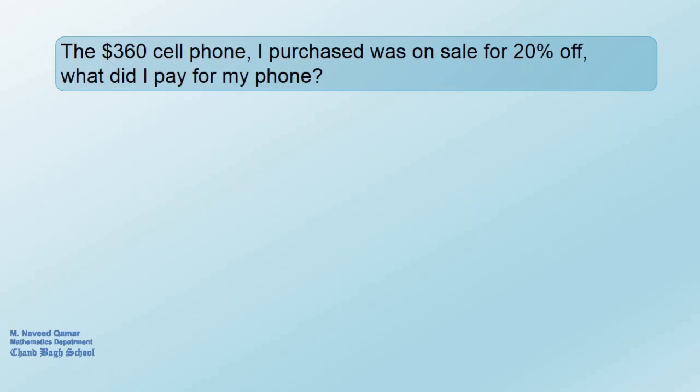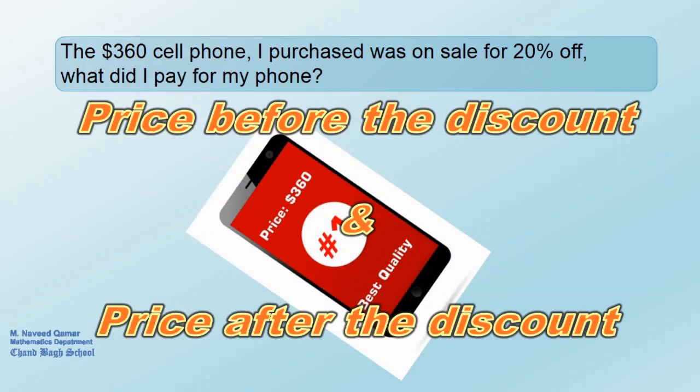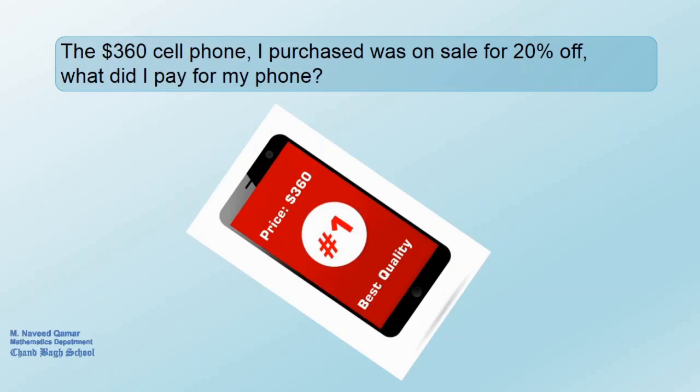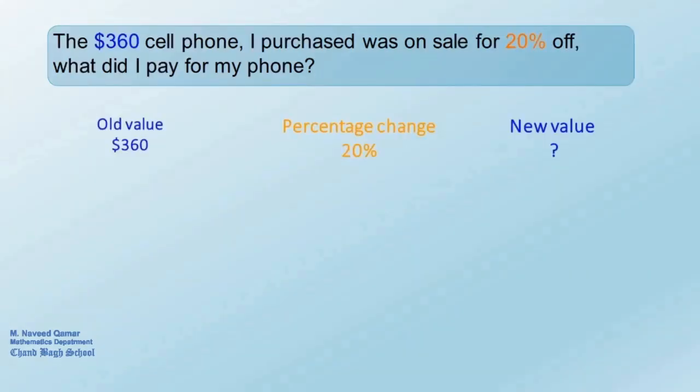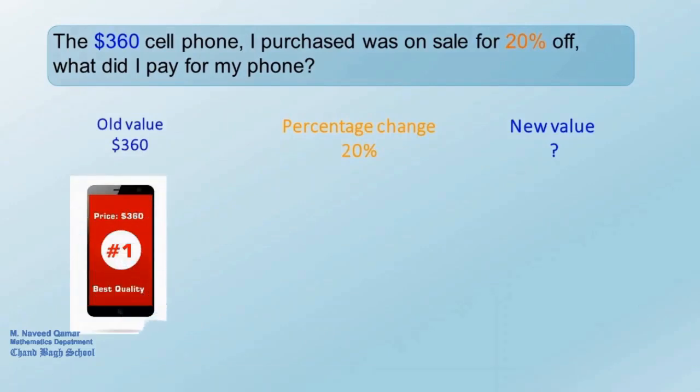Here it is stated that the $360 cell phone I purchased was on sale for 20% off. What did I pay for my phone? Here we can notice that there are two prices of this phone. One is before the discount and the other one is after the discount. The price before the discount, which is the original price, is $360. We call this value the old value.